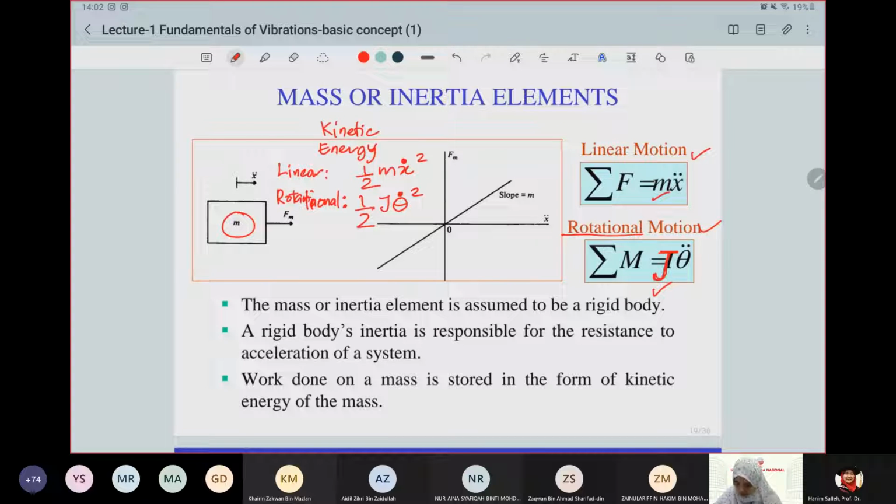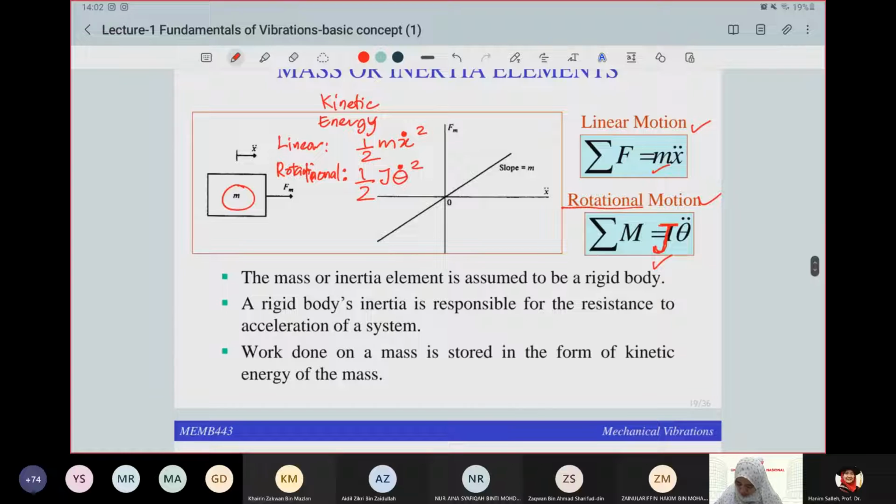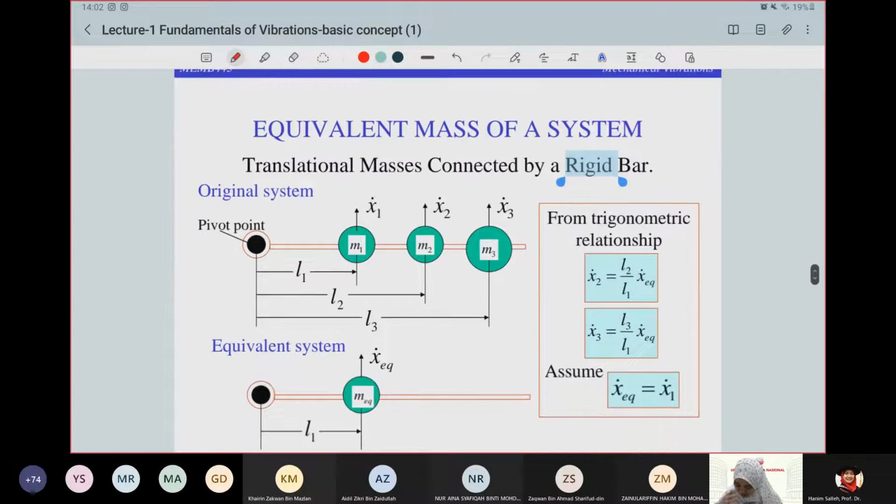You're going to see this later on, but just to make sure that you're familiar with all these basic things: what are the equations related to M? What are the equations related to K? What are the equations related to C? These are the three main elements in vibration. All right, so there's an explanation there.